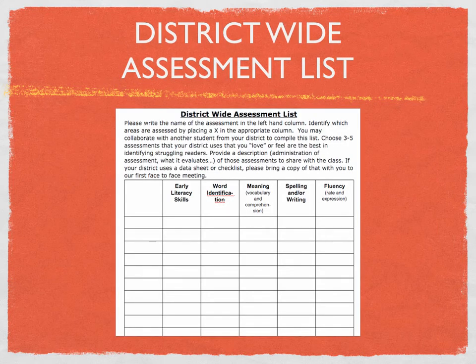So here is what your assessment list will look like. On the left-hand column, you'll just write down the name of the assessment, and then you'll just put an X next to what categories they address and they are assessing. What I also would like you to do is, after you've made this list, to think of 3 to 5 assessments that you absolutely love or you think are really good at identifying students and what they need. What I'd like you to do is to bring those to our face-to-face days.